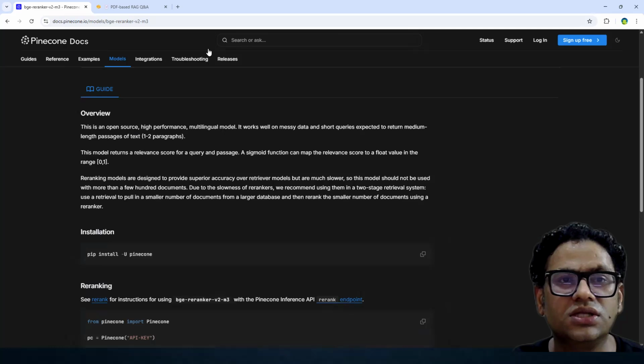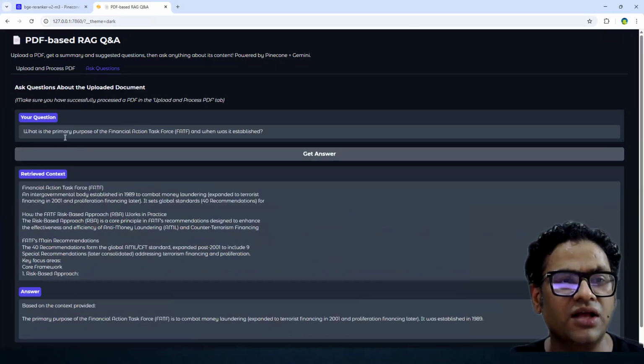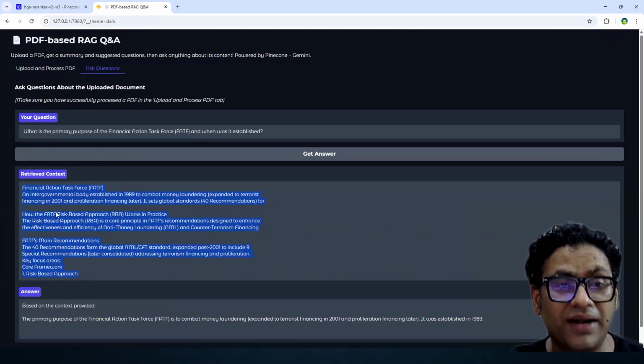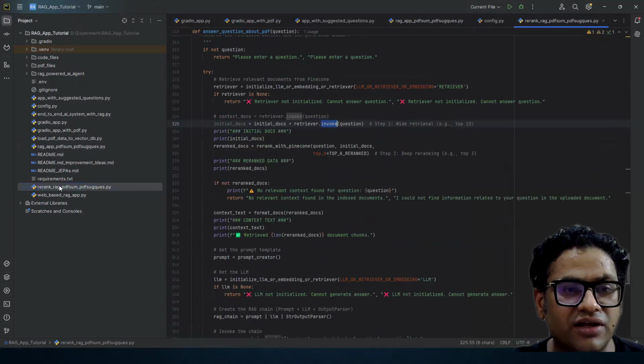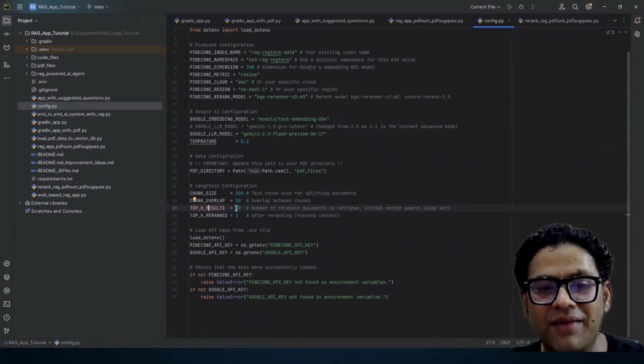Okay, so now ask questions, right? When I ask the question, this is the response which I am getting. But here, if you see the code for this, what I have written is that in vector similarity, I am extracting 10 records, whereas through the re-rank model, I am extracting 3, right?